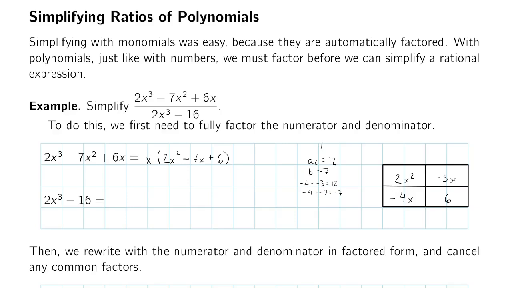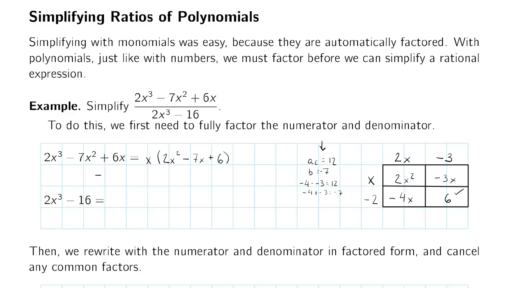As we go on and continue to practice with the AC method, we may skip writing out what AC and B are and just go directly to filling in our square. So let's see. First row, it looks like the only common factor is an x. What times x gives me 2x squared? Well, that's 2x. What times x gives me negative 3x? That's negative 3. What times 2x gives me negative 4x? Well, that's negative 2. Negative 2 times negative 3 equals 6.